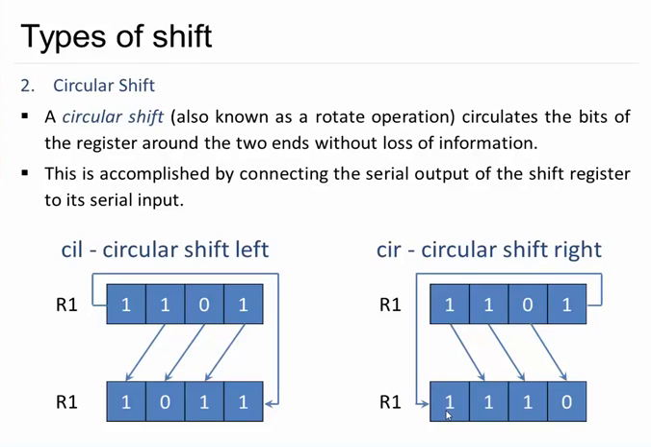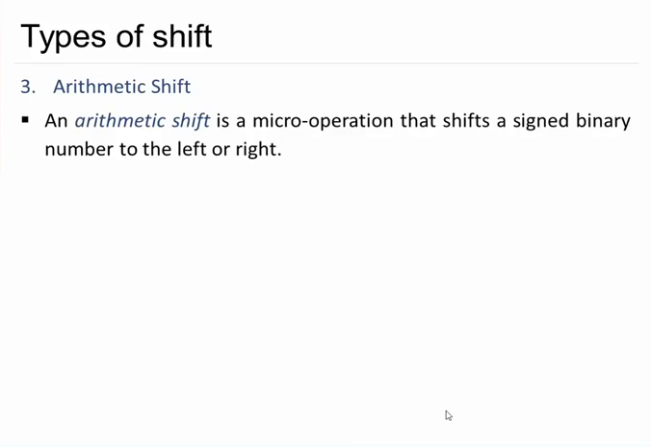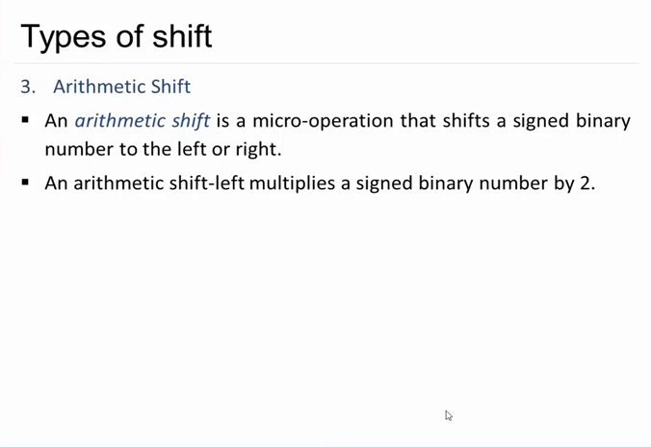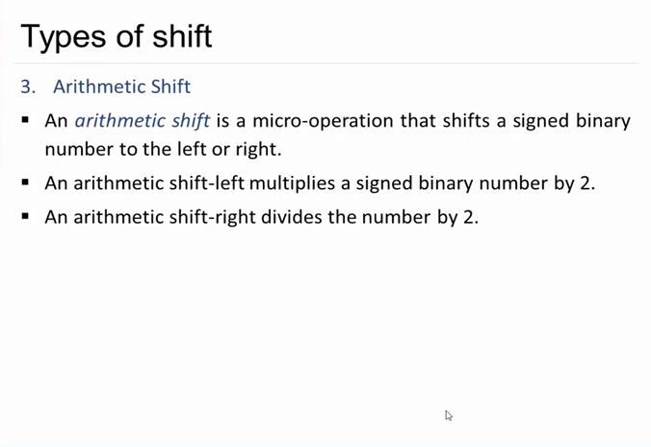The third type of shift we have is arithmetic shift. Arithmetic shift is performed on signed binary numbers, meaning positive or negative information. Again, it can be shifted to the left or right, whatever we choose. If we perform arithmetic shift left, it is the multiplication of the signed number by 2. And if we perform it to the right, that is arithmetic shift right, it will divide the number by 2. How? Let's see.